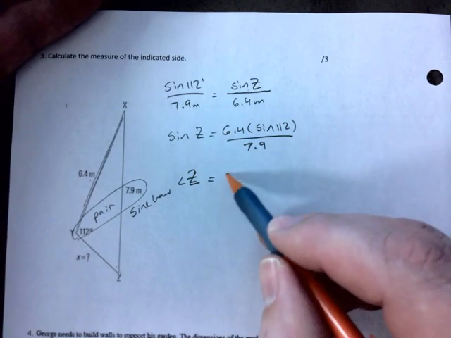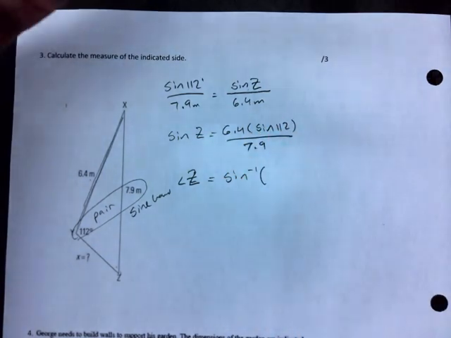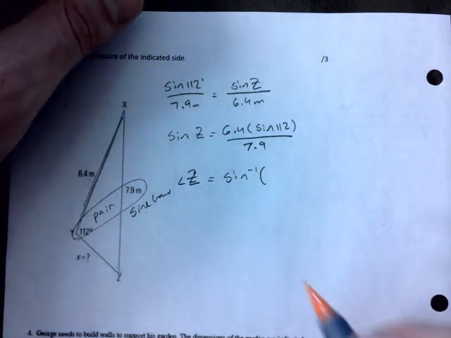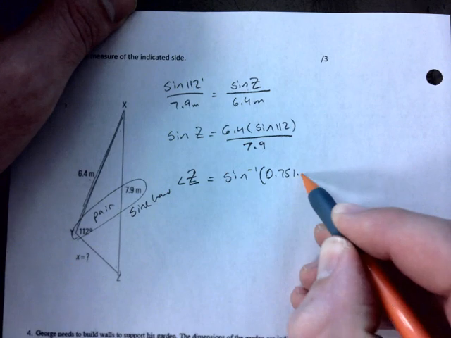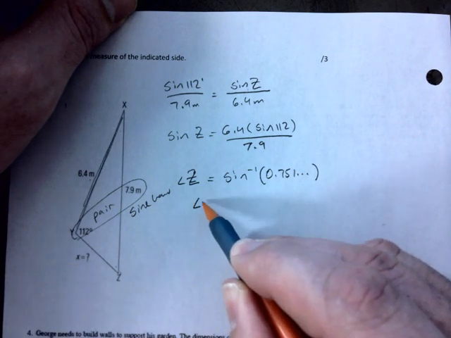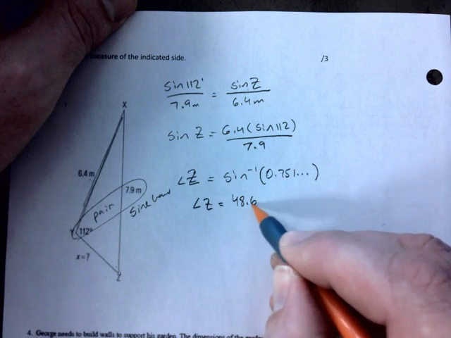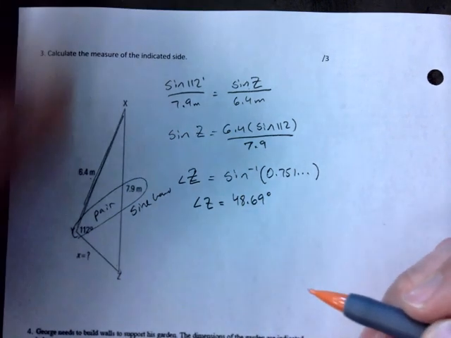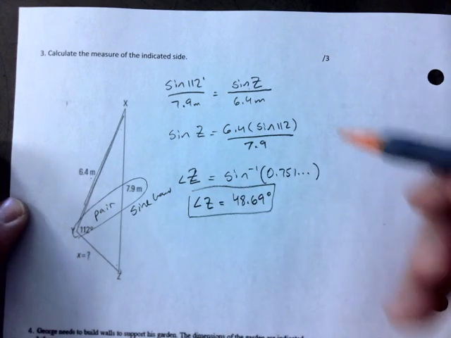I'll do the mark breakdown in a bit. Angle Z is sine inverse of whatever you get here, and that is 0.751, and that keeps going. So angle Z is 48.69 degrees.